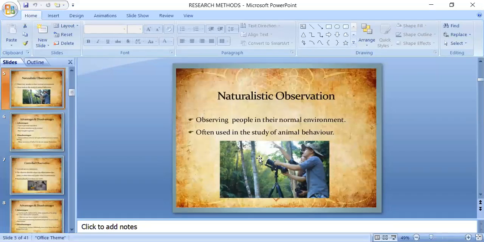And normal environment means, like, on the spot, what you are doing, what you are behaving, how is your action towards others. So this is what we call a natural setting, a natural environment. Like, your personality doesn't change by worrying or by having any fears that others are observing you. You are acting in your normal routine day-to-day duties.